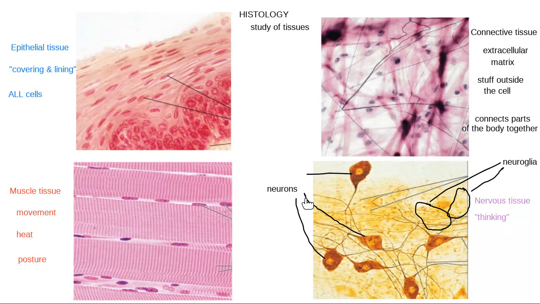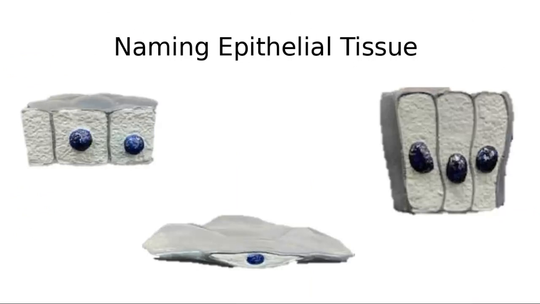So the four main types of tissue, make sure we can tell them apart from each other. Let's talk more specifically about this one right here. Let's hone in on epithelial tissue. When we talk about epithelial tissue, there are two ways that we name it. We can either name it based on the number of layers that we have of the cells, or we can name it based on the shape of the cells. So let's start by talking about the shape of the cells.